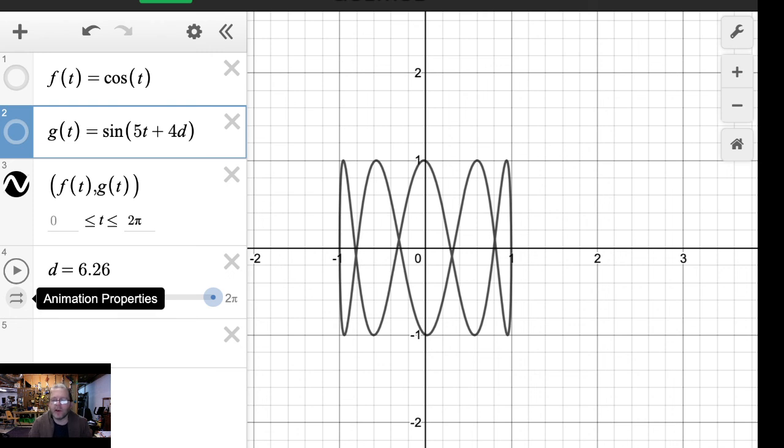So anyway, I just wanted to play around with this a little bit and show you that with these Lissajous curves, you can get some neat animations going on Desmos.